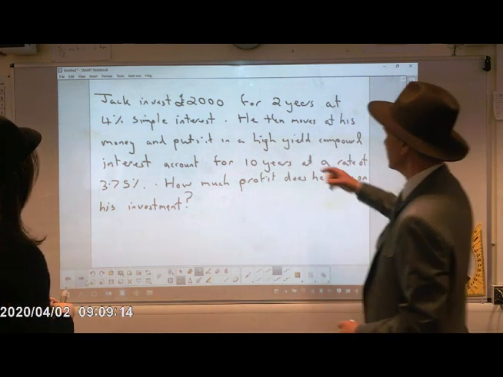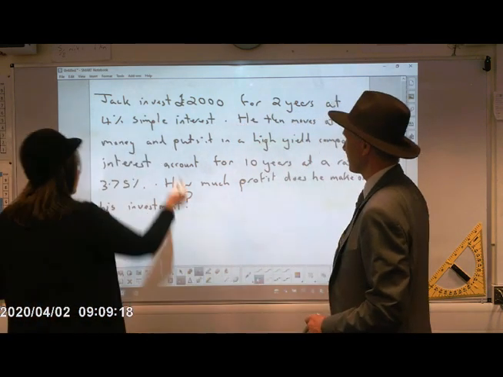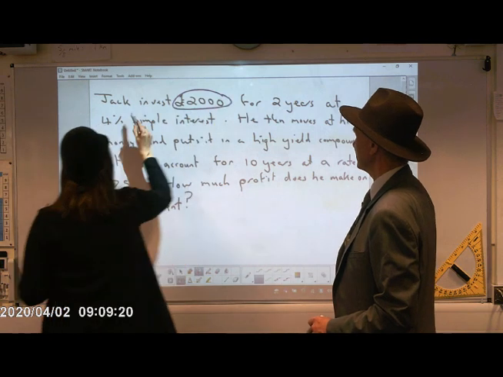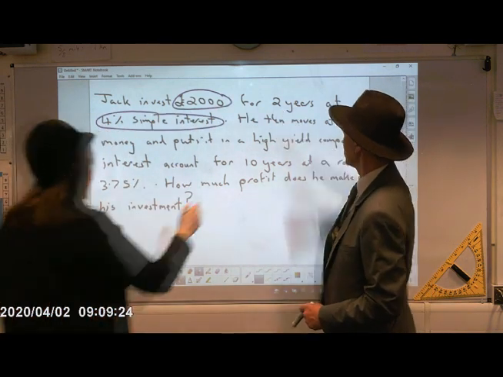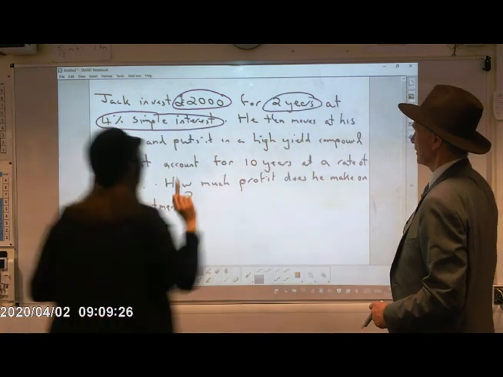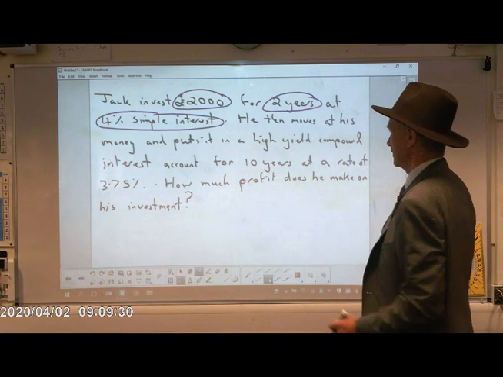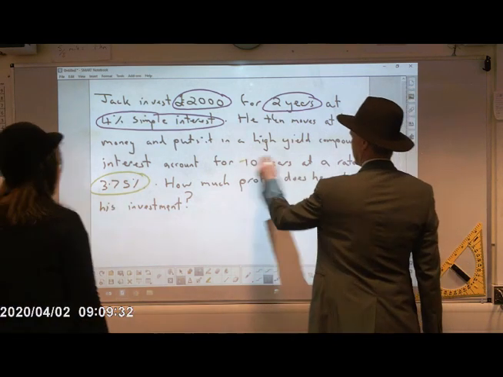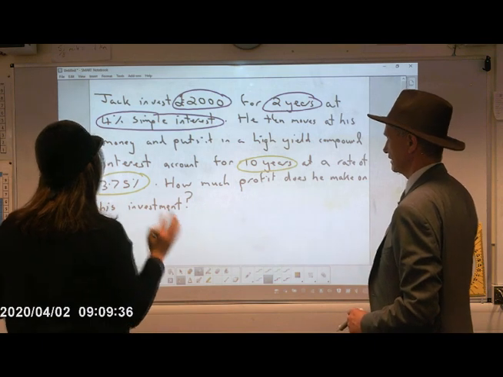Okay, so we need to work that out first, I think. Let's circle the important information. This is our initial, then we're moving over to our 4%, and we need the 2 years as well, absolutely. Then he's going to move his money at a rate of 3.75%, and it's going to be for 10 years. Okay, that's our initial information, but now we need to work through it.